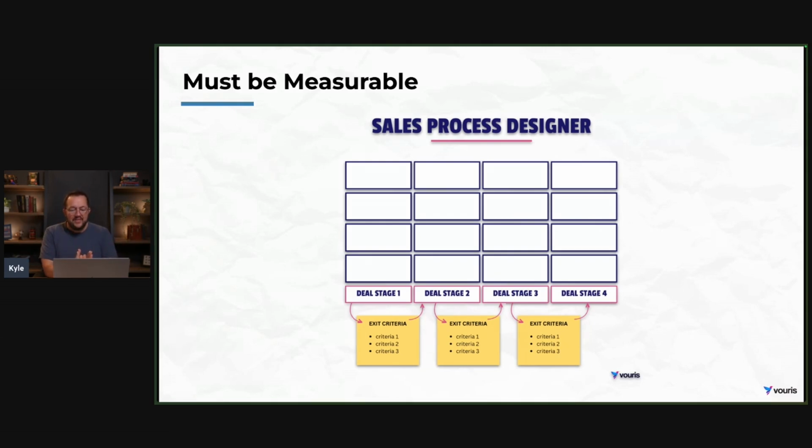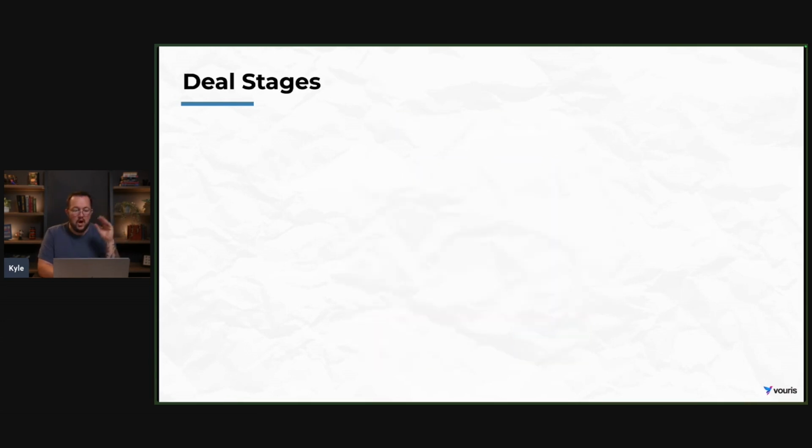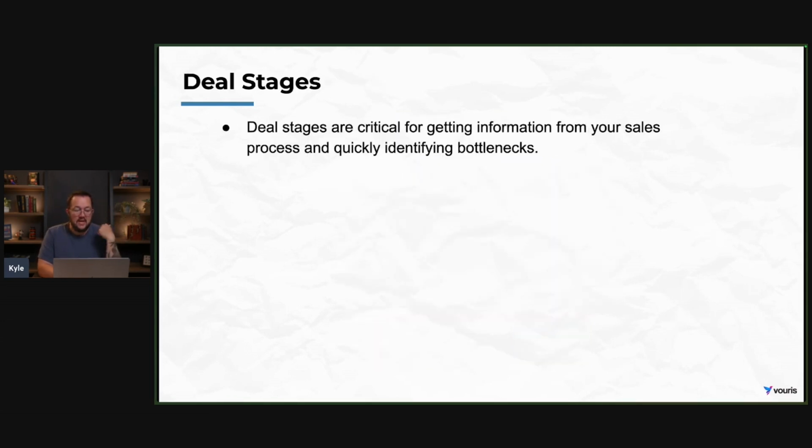So the sales process designer. What this does is it splits up your sales process into deal stages, exit criteria, and then meetings. Okay, we're going to go through deal stages first. Then the little boxes are the meetings, by the way. Spoiler alert. Okay, deal stages, couple of things.